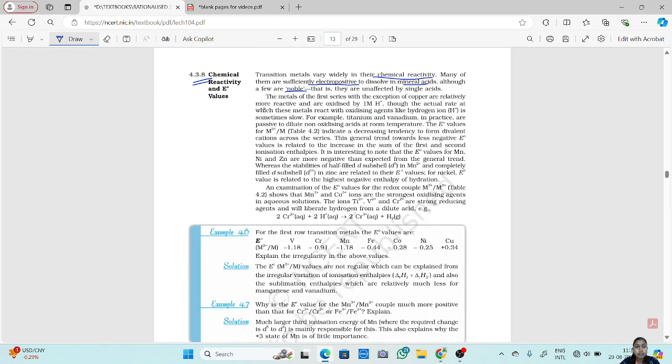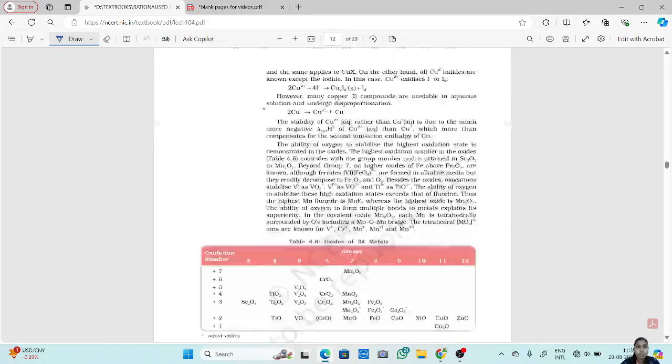Now the metals of the first transition series are scandium till zinc. The first series, with the exception of copper, are relatively more reactive and are oxidized by 1 molar H plus ions. So copper cannot be oxidized using 1 molar H plus ions.